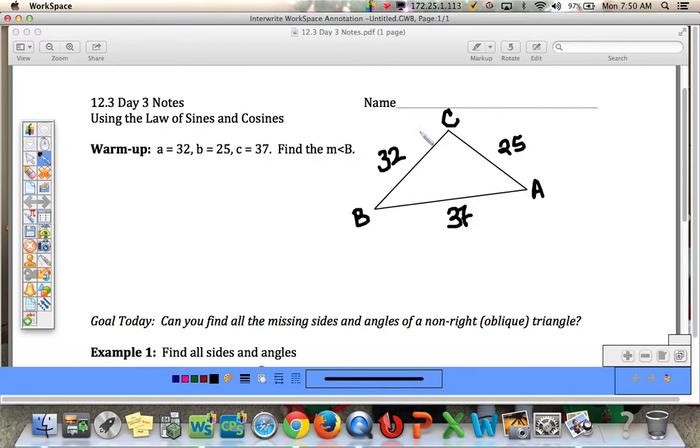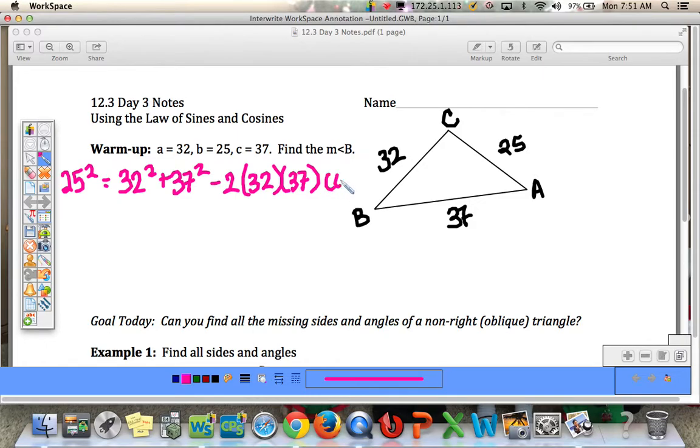So you have triangle ABC here. Find the measure of angle B. Well, if we're solving for angle B, we have to start with side B, and that would be 25. So you have 25 squared equals the other two sides squared, 32 squared plus 37 squared, minus 2 times 32 times 37, times the cosine of angle B.